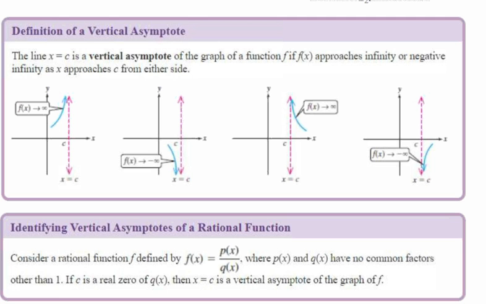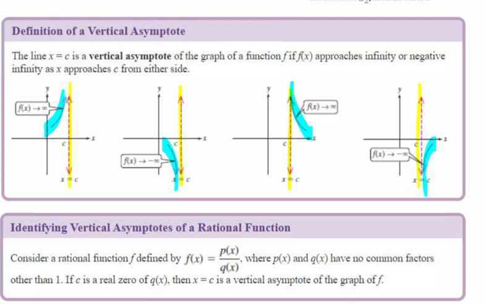A vertical asymptote of the graph of a function is where it approaches infinity or negative infinity as x approaches that value from either side. So it doesn't have to just be the y-axis. It can be any number. Like in this case here, if we have the c value, we can see that this is a vertical asymptote because our function gets really, really close, but it never actually crosses it or touches it.